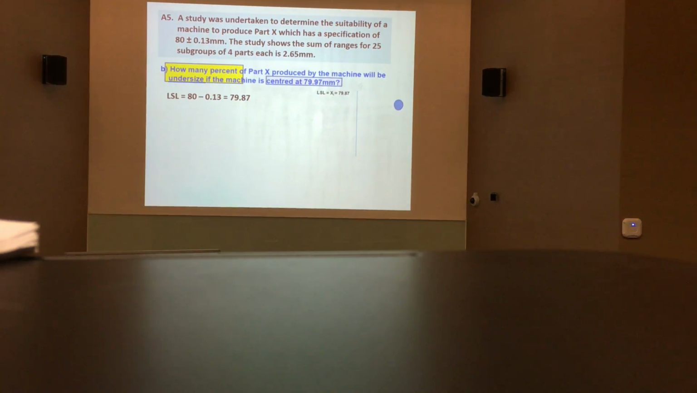So undersize, what is undersize? Undersize is anything that is smaller than the specs. So undersize is anything smaller than 79.87. So if your mu is at 79.97, what is your Z value at LSL?